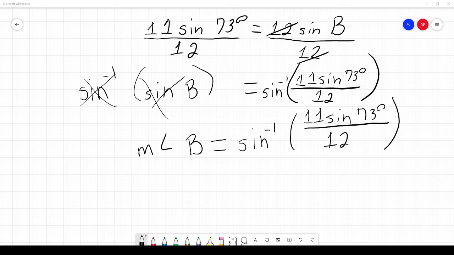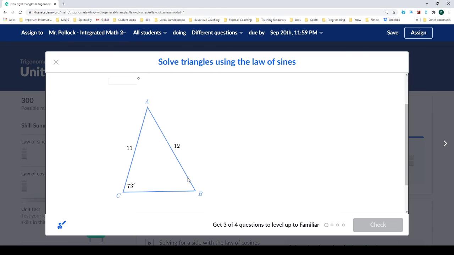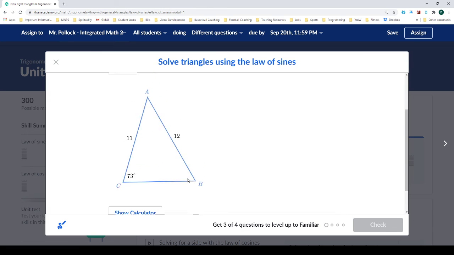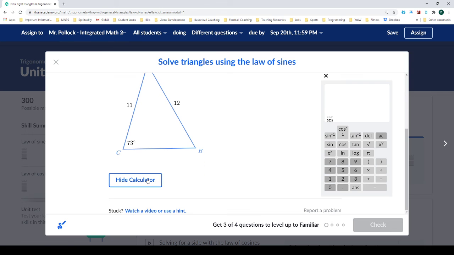So now let's go back to Khan Academy. Alright, so we're going to need to use our calculator because we're asked to approximate to the nearest degree. Which I have to say I would rather give a closer approximation. But we need to now put this into a calculator. So all we need to put in is inverse sine.